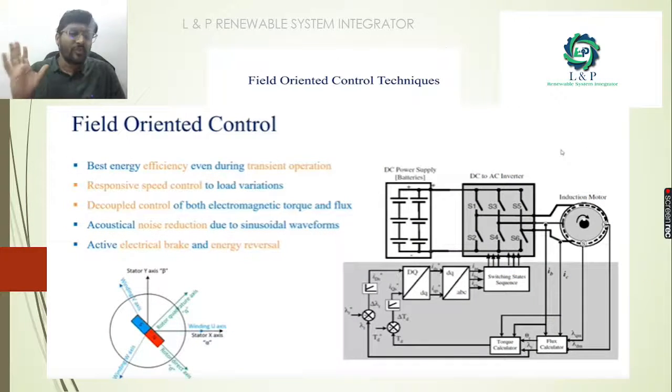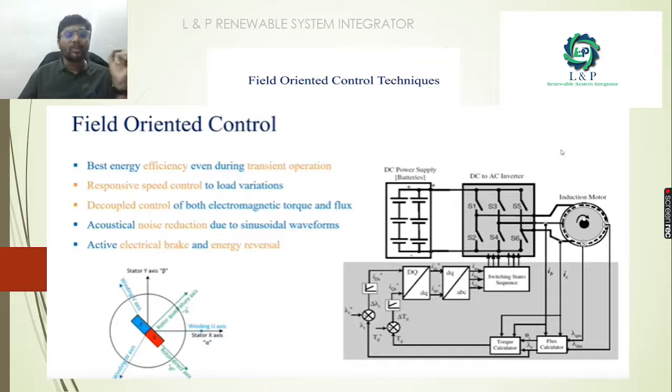So what is FOC? That is field oriented control. It is the most efficient method to increase efficiency for transient operations, and it gives very responsive speed control for different loads. Here we are performing field oriented control for induction motors. In order to control it, we use a direct DC power supply. We convert the DC power supply to AC for controlling the induction motors. Apart from that, we have different switching states to control the inverters to provide the required outputs.